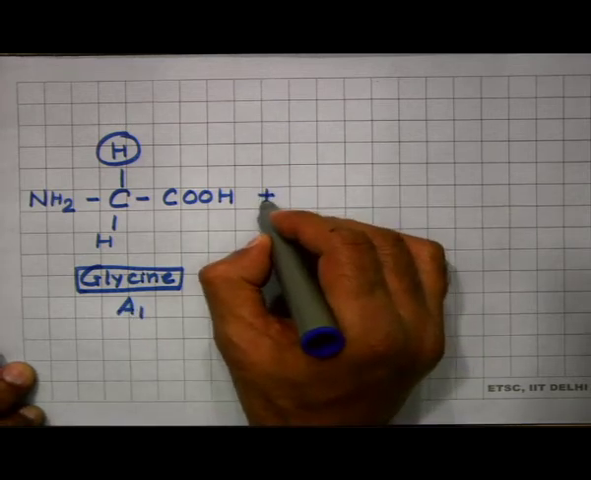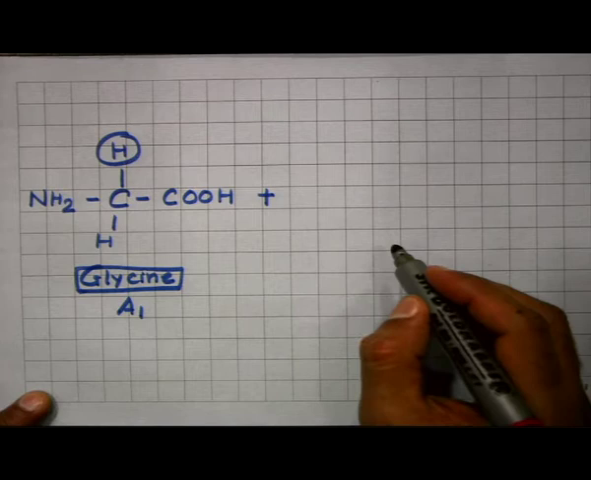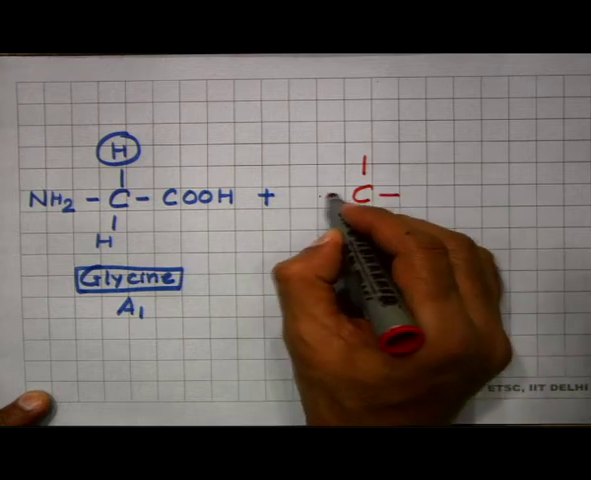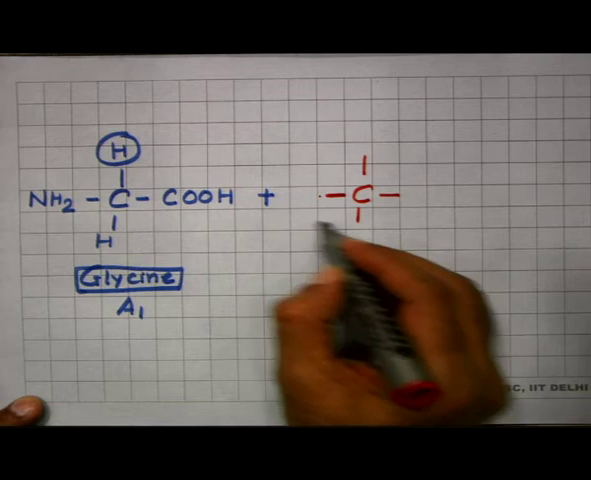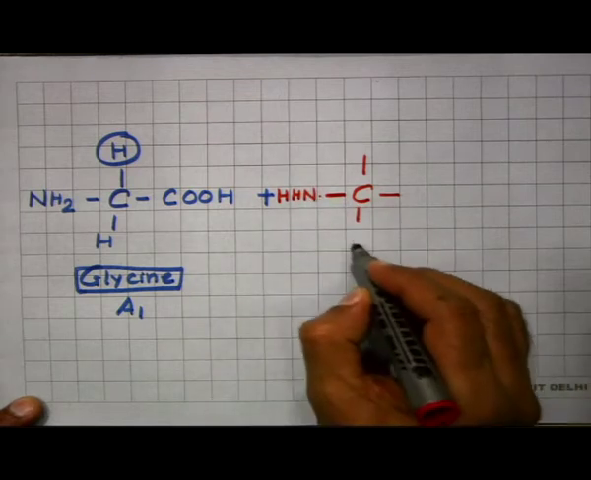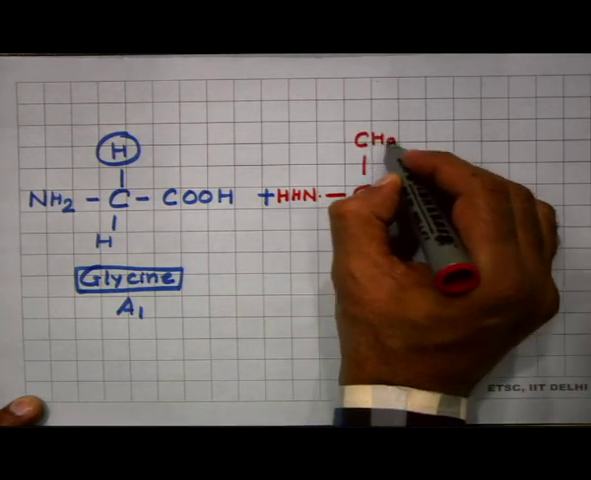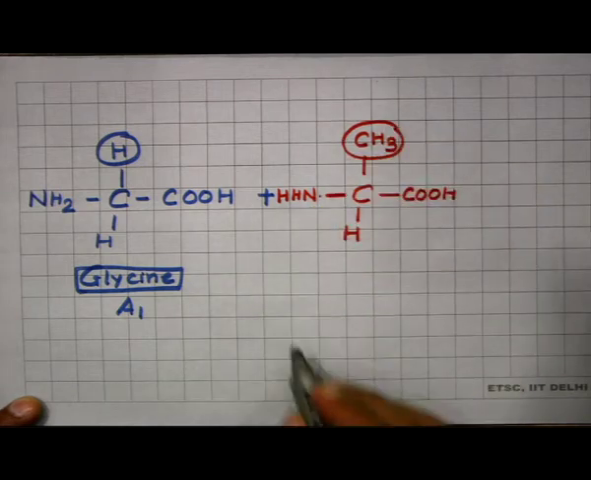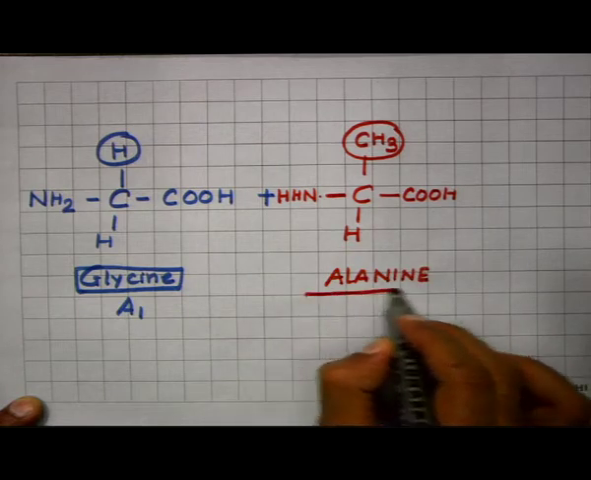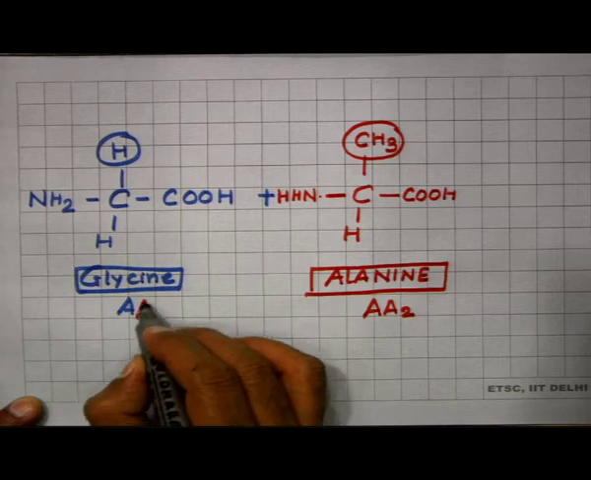Now, the next amino acid you can write here, the one next to glycine in simplicity, is alanine. In alanine, the only change is that the H is replaced by a CH3 group. So, we can write here NH2, here H, here COOH, here CH3. Now, you are able to write the structure of alanine. You can treat alanine as amino acid 2, and this one as amino acid 1.